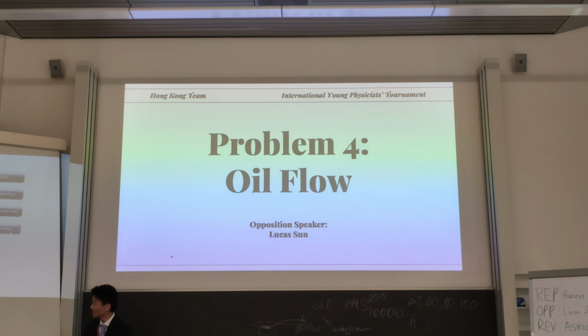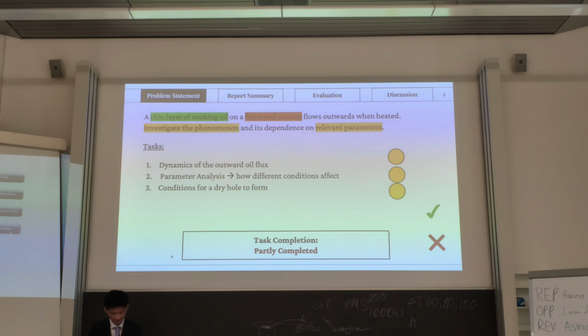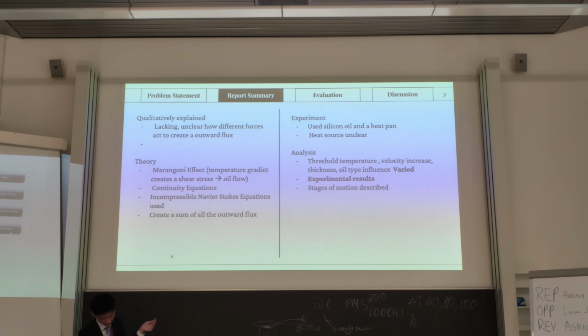Okay, so I'm Lucas, and I'm uploading also. So we broke down the problem as follows. Firstly, you had to identify the dynamics of the outward oil flux, and also perform a parameter analysis of how different conditions affect the thickness and the radial velocity of the oil. And also you had to analyze the conditions for a dry hole to form in the middle.